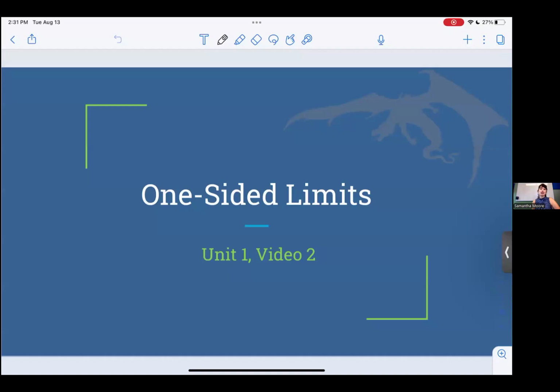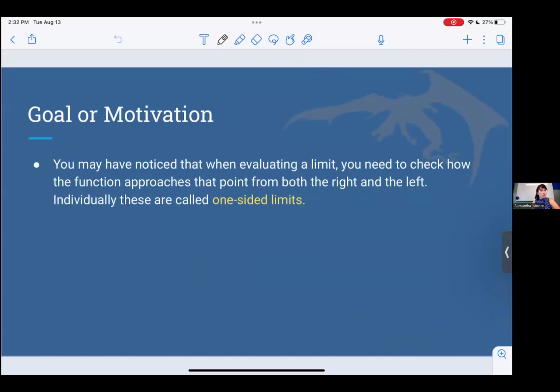In our last video, we talked about two-sided limits, or just the limit of a function as we approach an x value. This video, we are going to talk about one-sided limits. So again, when we were checking regular limits, we needed to check how the function behaved as we approached from both the right and from the left. We could also individually think about approaching from just the right or just from the left, and these are called one-sided limits.